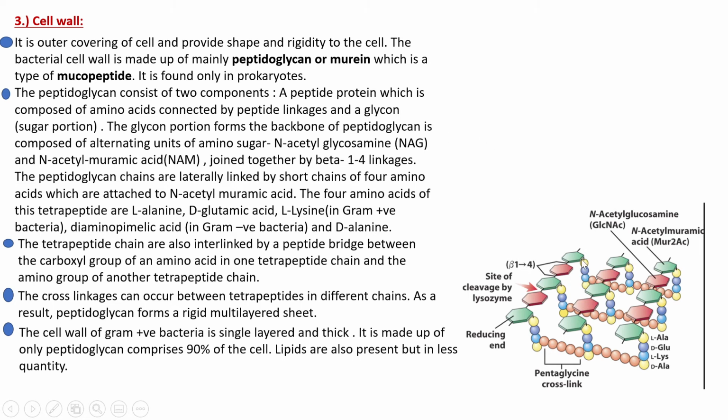Here we see another important thing to mention. Here we see the N-acetylglucosamine and N-acetylmuramic acid. They are linked by beta-1,4 linkages. This is very important. And it is important to understand this picture also.